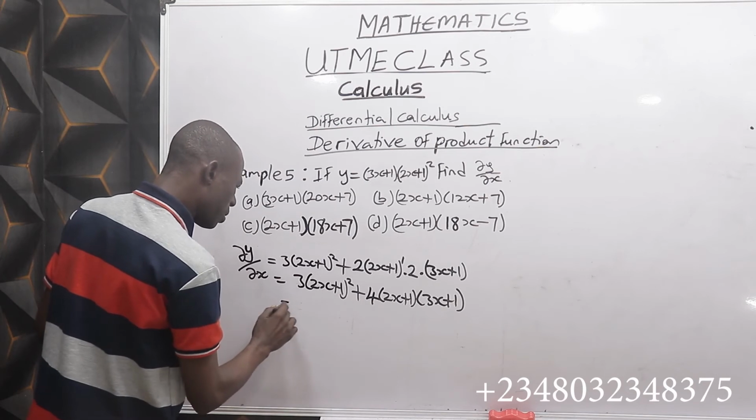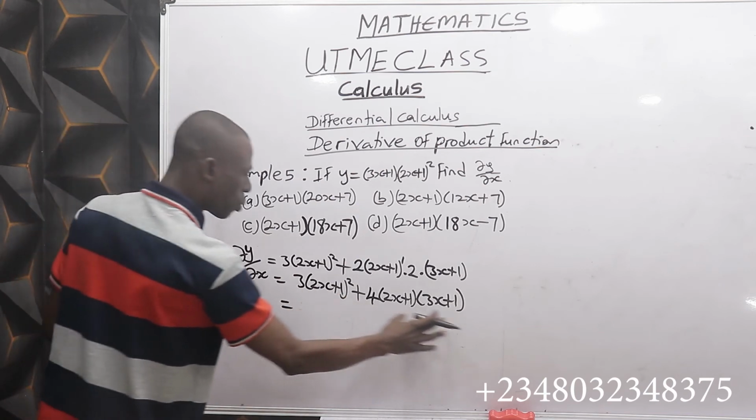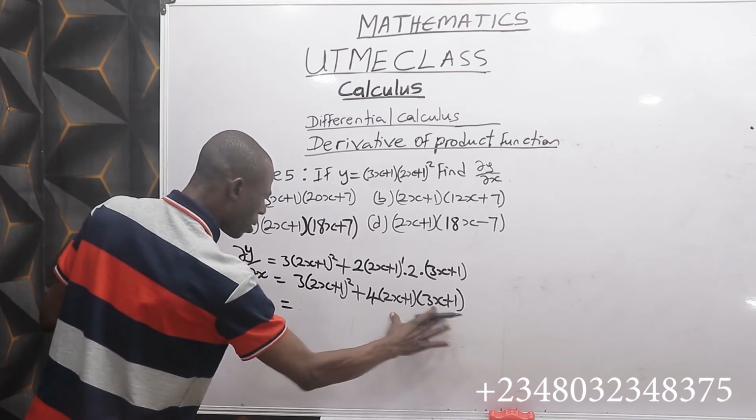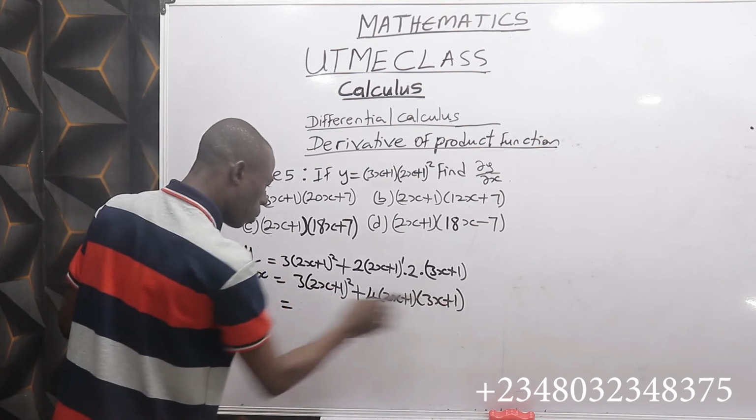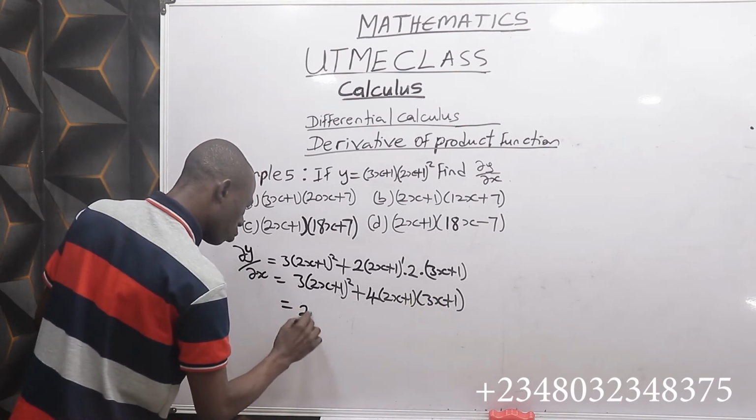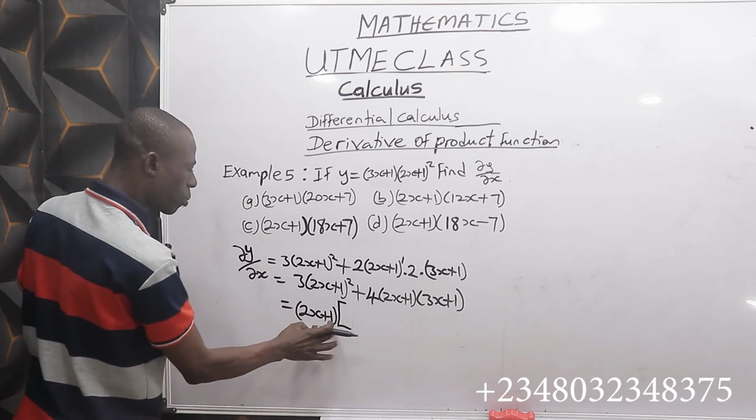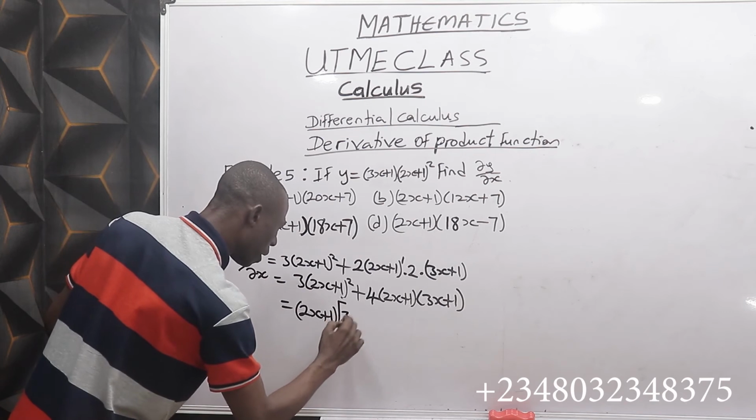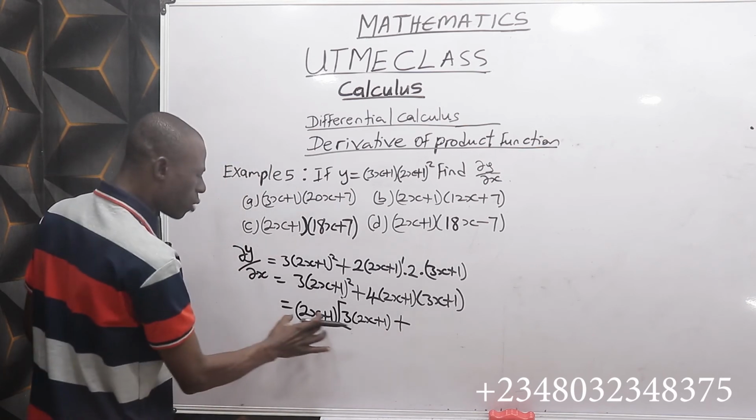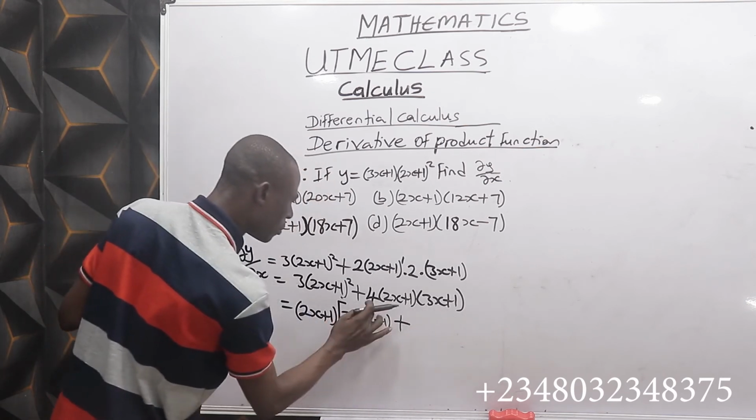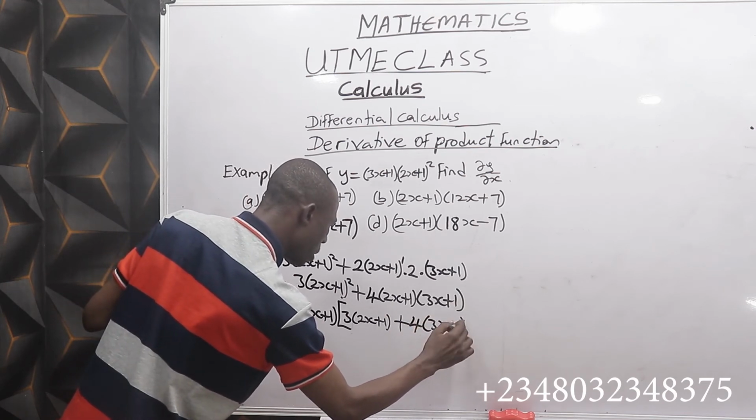So look at it very well, since there is nothing like this in the options as answer. So try to simplify. This term and this term have something in common, like the HCF. So what is the HCF of this term and this term? That should be 2x plus 1. So use the 2x plus 1 to divide this term. It will give us 3 into 2x plus 1. Plus, use the 2x plus 1 to divide this term. It will give us 4 into 3x plus 1. That is proper factorization.